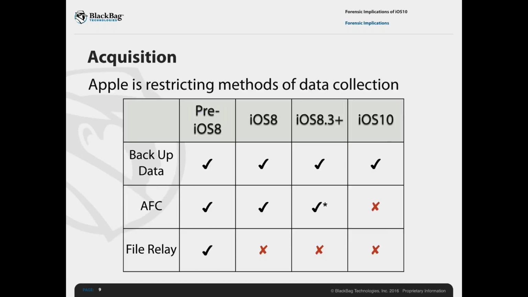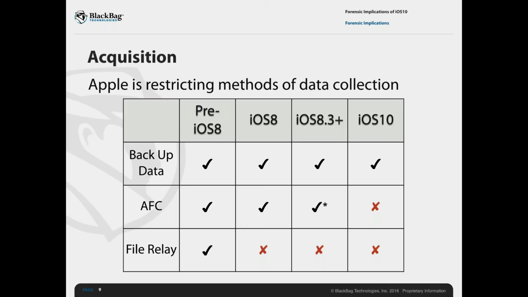In the past, pre-iOS 8, so in other words, from iOS 1 to iOS 7, we had 3 methods or more of connecting to iOS devices to obtain a logical data dump of an iOS device. 1, we connected using backup data. 2, we connected using Apple File Conduit. And the last one was File Relay. So we were able to connect under those 3 different circumstances to gather various amounts of data in a granular kind of method.